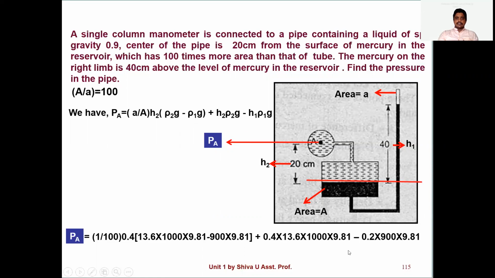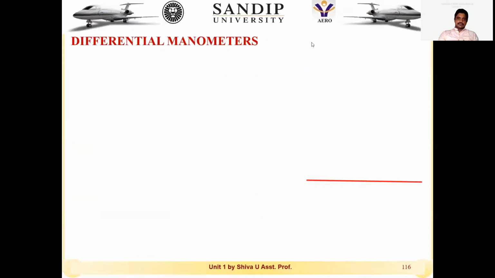Rho 2 is the density of the fluid which is available on this side, right? So that is 0.4 into the rho 2 of this particular fluid into the g, minus H1. So H2 is 20 and H1 is 40. We substitute in this equation and finally we get the resultant equation for this particular fluid flow. That is the solution: PA is equal to 5.2 Newton per centimeter square.